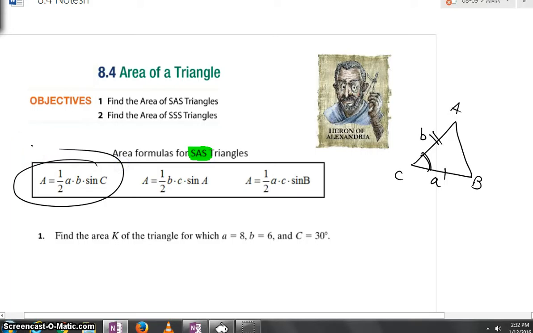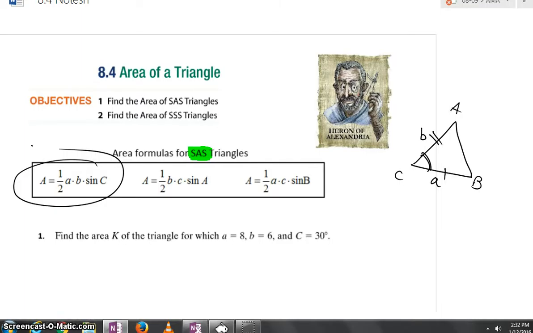Look what you can do with trig. 1/2 side A times side B times the sine of angle C. All three letters show up. A, B, and C are showing up. It's just that the third letter, the C there, is showing up as an angle, of course. But most importantly, I hope you can see that it's a side angle side kind of a setup.